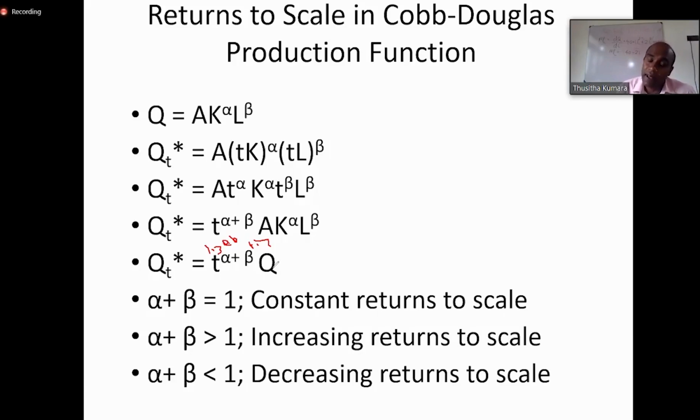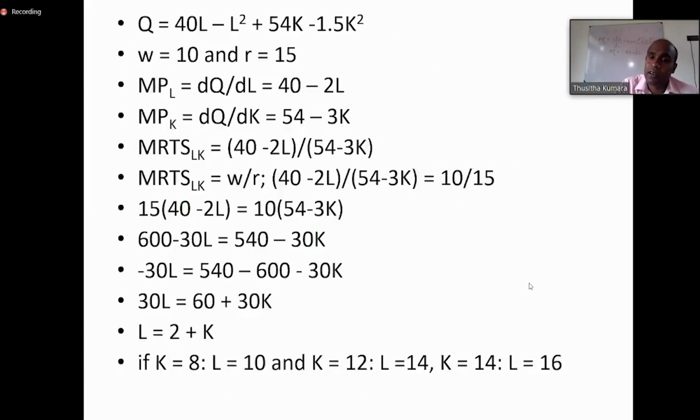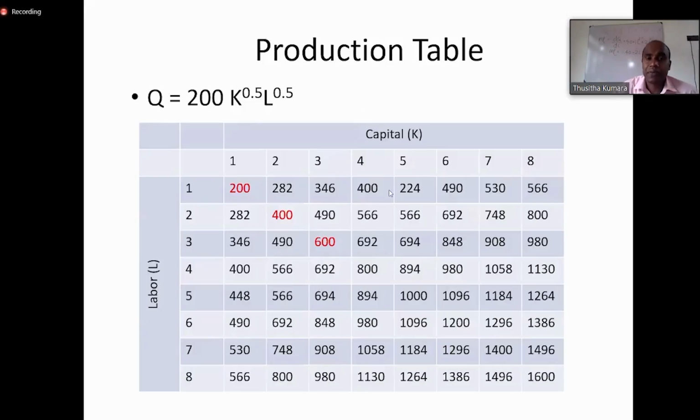Finally, if alpha plus beta is less than 1, we say decreasing returns to scale. So if it is a Cobb-Douglas type of production function, it is very easy to get the returns to scale. Let me take you to one example we had in the very beginning of this class. Can someone say what is the alpha plus beta value here and the returns to scale based on that? What is the returns to scale in this production function?